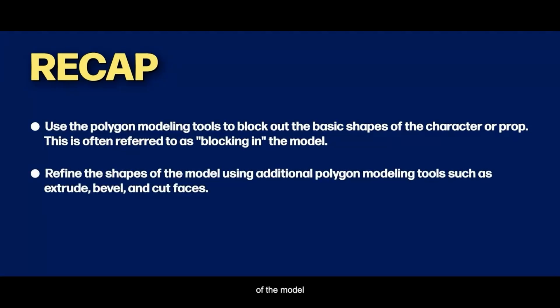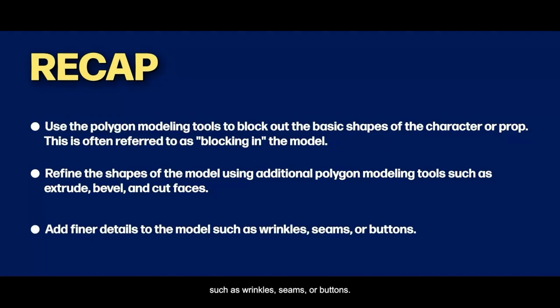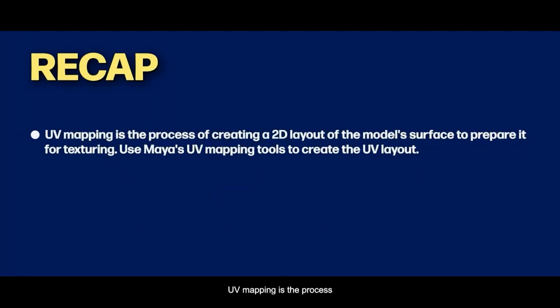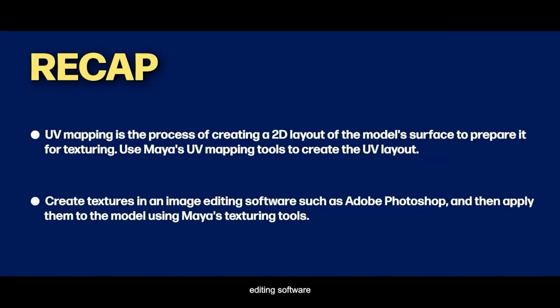Refine the shapes of the model using additional polygon modeling tools such as extrude, bevel, and cut faces. Add finer details to the models such as wrinkles, seams, or buttons. UV mapping is the process of creating a 2D layout of the model surface to prepare it for texturing. Use Maya's UV mapping tools to create the UV layout. Create textures in an image editing software such as Adobe Photoshop and then apply them to the model using Maya's texturing tools.